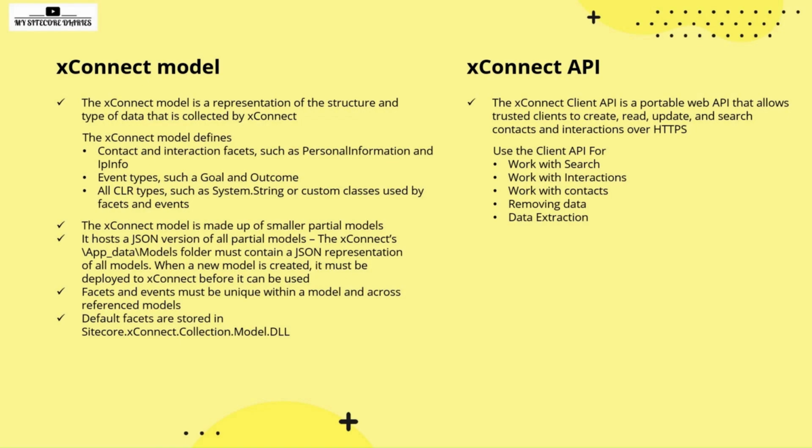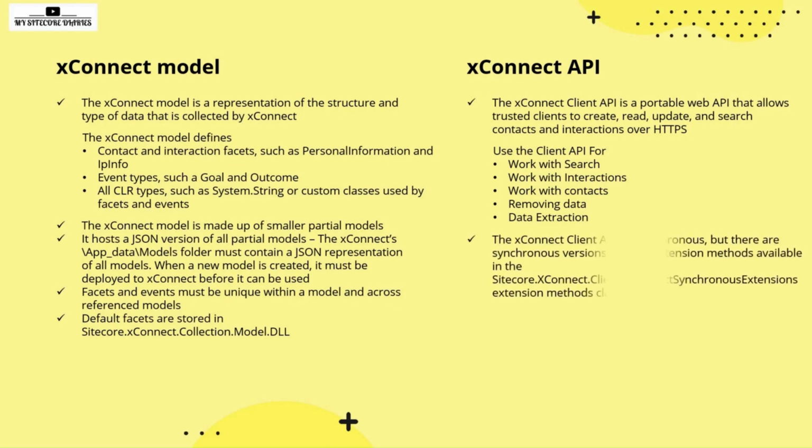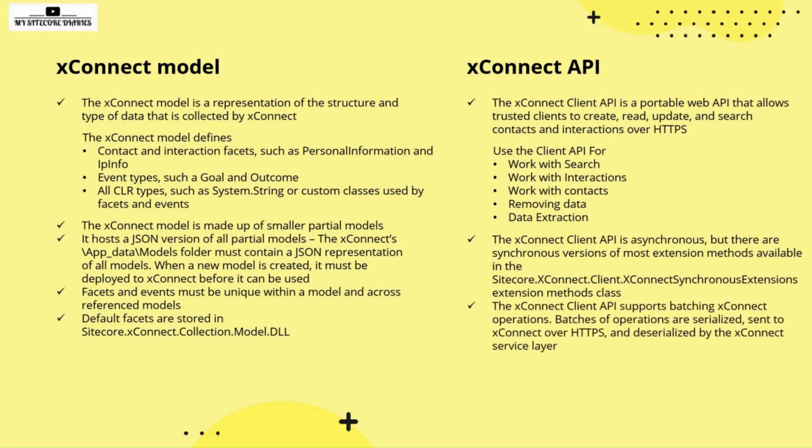First, it works with search, it works with interactions, it works with contacts. If we want to remove data, it works for that, and if we want to extract data, then also you have to use the Client API. By default, the xConnect Client API is asynchronous, but if you want to proceed with a synchronous approach, there are synchronous versions of most extension methods. Most of the extension methods are available in the class Sitecore.XConnect.Client.XConnectSynchronousExtensions, and this class contains the extension methods for all those operations.